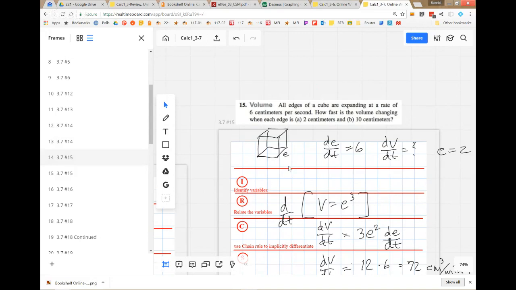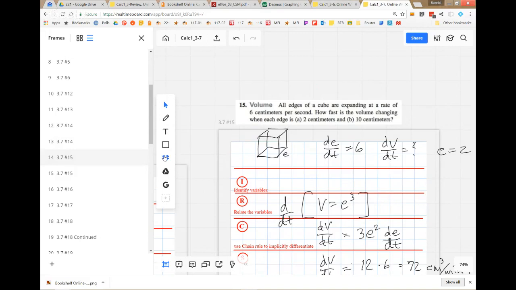So I made a little drawing. So the big thing here is we've got to do volume. How do you find the volume of a cube when its edge is E? Well, it's E times E times E, right? Length times width times height, and they're all E. So there's our equation: volume equals E cubed.